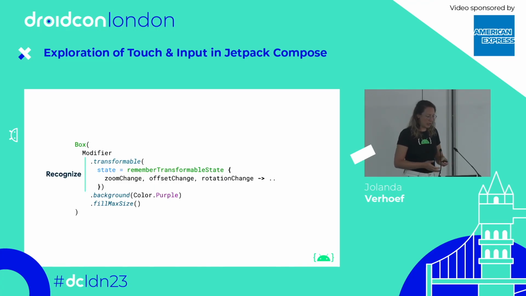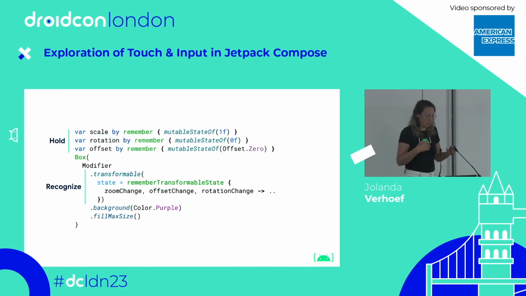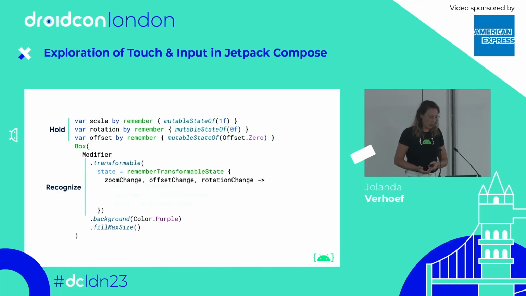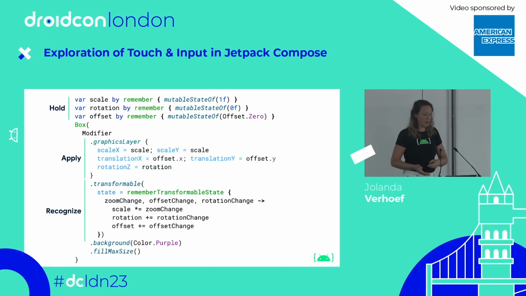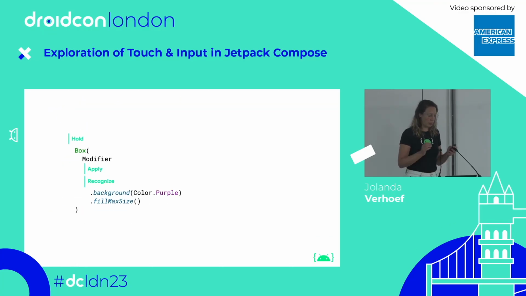And this is where we recognize the gesture. But then if we want to do something with those values, we actually need to hold the current scale, rotation, and offset values. In this case, we keep track of the current scale, current rotation angle, and the current offset. Now, we also need to pass logical initial values for those, of course. And then from our gesture recognizer, we can update these values whenever the gesture receives a new change. And finally, we apply the transformation values to our composable. In this case, I'm using a graphics layer modifier to set this composable's scale, translation, and rotation. So to repeat, what we're doing is we recognize, we hold, and then we apply the data that's coming in through a gesture.